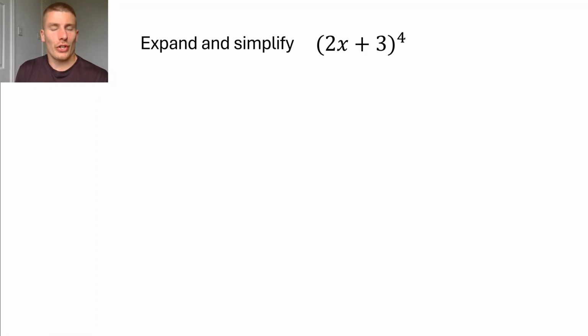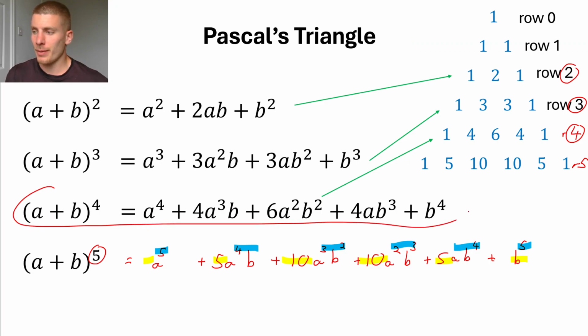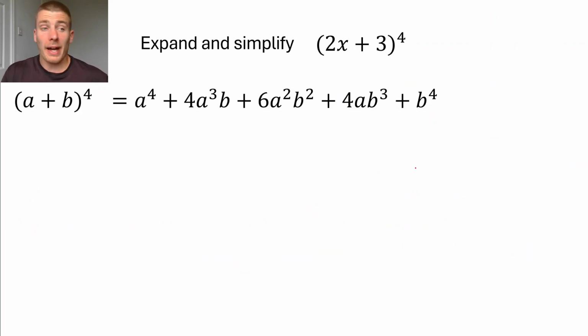Okay, now onto a question looking at using the binomial expansion. The question says this: expand and simplify (2x + 3) raised to the power of 4. Now you've just seen previously that if you've got something to the power of 4, (a + b), we had this result down here. Okay, now that gives us this.